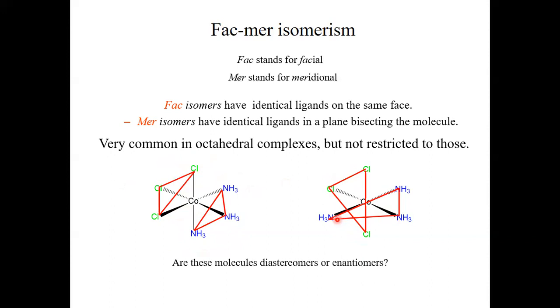So we can ask, are these isomers diastereomers to each other or are they enantiomers to each other? In order to decide this, we would need to analyze, are these two isomers mirror images relative to each other or not? Can you answer the question, which should be pretty straightforward? Yes, correct. They are not mirror images relative to each other, so they must be diastereomers, not enantiomers.